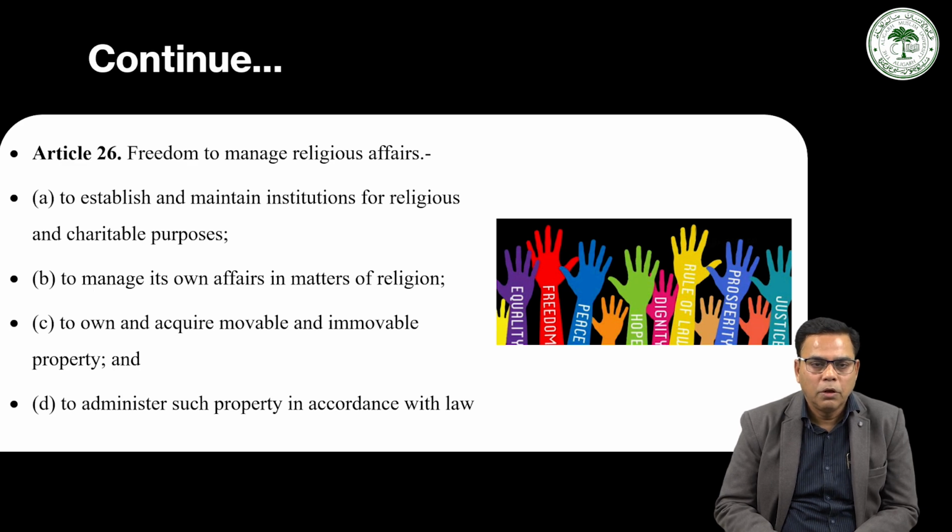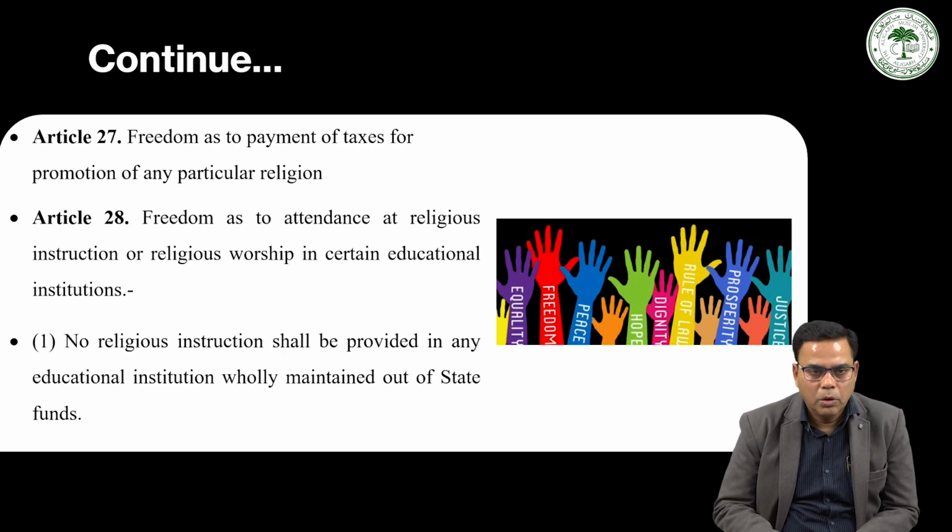Article 26, freedom to manage religious affairs. To establish and maintain institutions for religious and charitable purposes, that is a fundamental right. To manage its own affairs in matters of religion. To own and acquire movable and immovable property, and to administer such property in accordance with law. Article 27, freedom as to payment of taxes for promotion of any particular religion. So, no citizen can be compelled to pay tax for promotion of any particular religion.